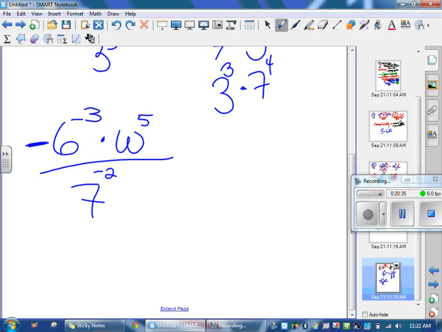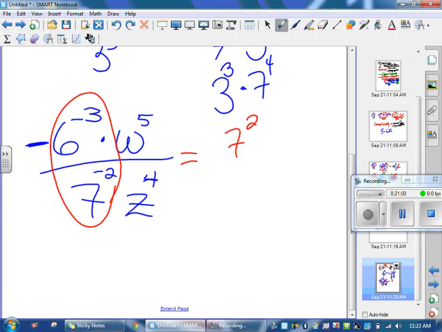And, well, let's go Z to the 4. With a question like this, all you're looking at is the negative exponents. And they will trade places. The negative exponents trade places. So, you're going to look at the negatives. He's negative and he's negative. They're going to switch places. So, we're going to have 7 squared on top and the 6 to the negative 3 on the bottom. The W and the Z stay where they are because they didn't trade because they had positive exponents.